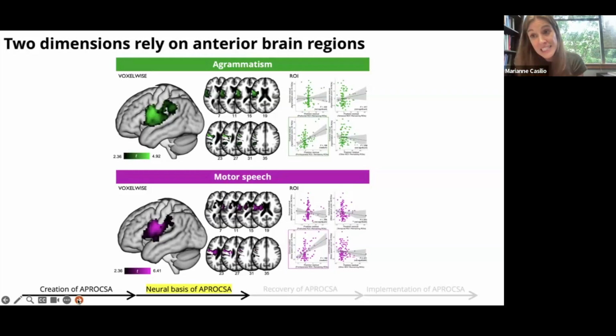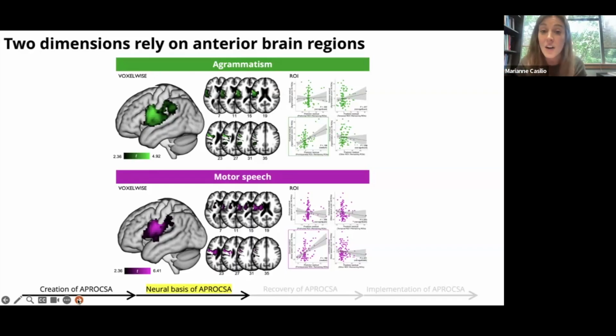The other two were anterior. So for agrammatism, perhaps unsurprisingly, we had left frontal regions. I'll talk a little bit more about specifics in a second. And then motor speech, again, we also had those as well. Again, the setup for these slides is the same, with the voxel-wise results on the left and the ROI results on the right. I want to communicate how overlapping these findings were when we even tried to further tease them apart. They were so close and congruent with one another.